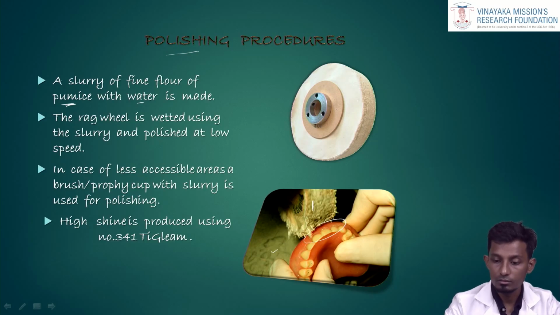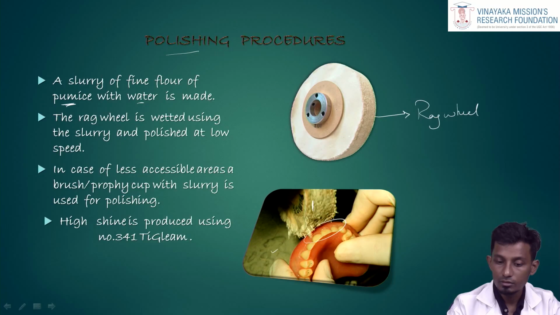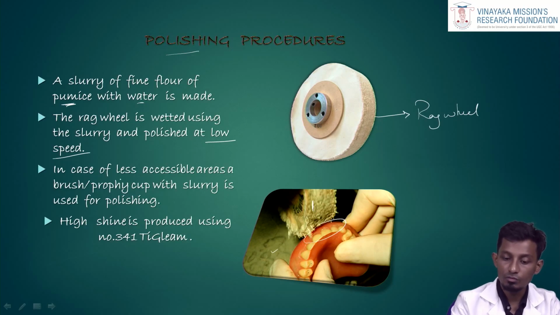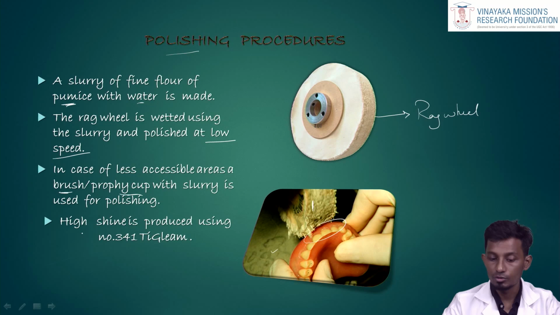This is the rag wheel. You can see here, this is fitted to a lathe machine and it is run at a low speed, and it is used for polishing of the surface of the denture. In case of less accessible areas, a brush or a profile cup with slurry is used for polishing. High shine is produced using number 341 tie gleam.